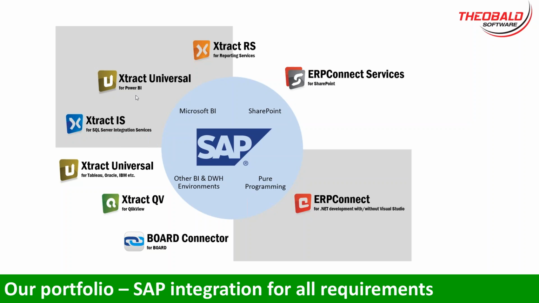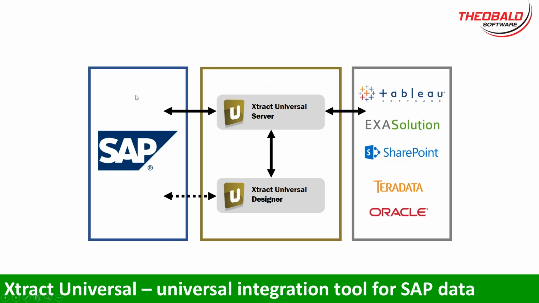Okay. Let's go to the next slide. That's just a short overview about the architecture of our Extract Universal tool. What you see here on the left-hand side is our local installation of SAP. This could be an ERP system or a BW system. That doesn't matter, both is possible. And on the right side, these are the destinations we connect to.